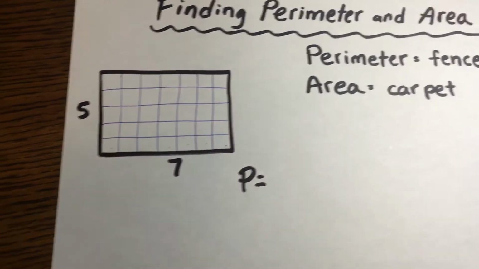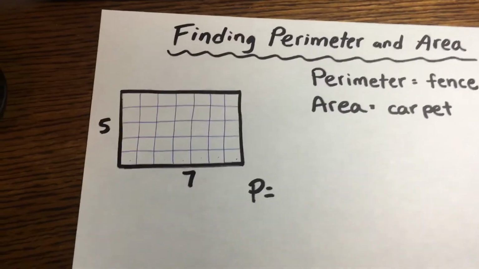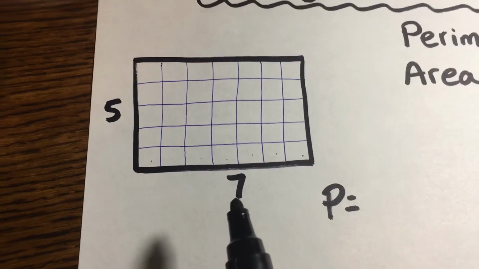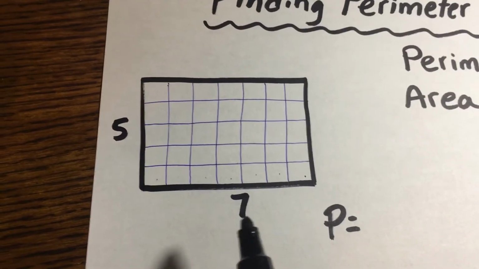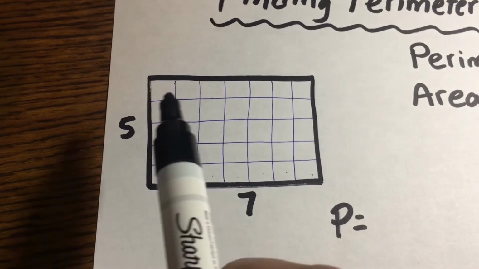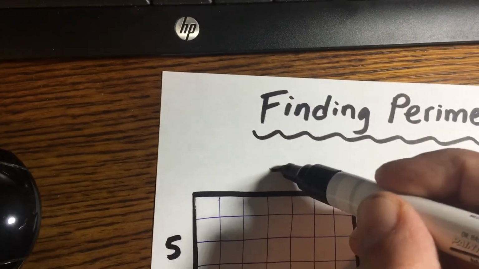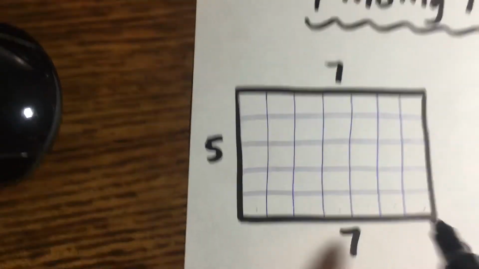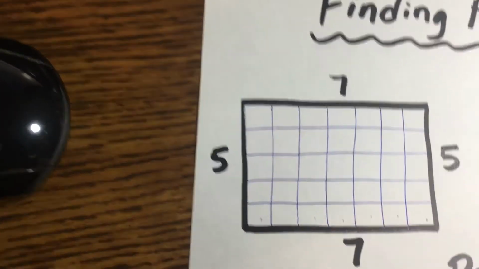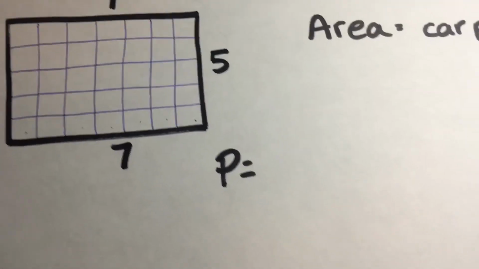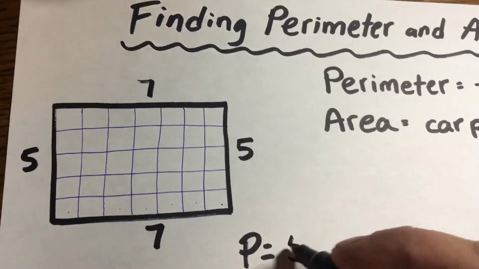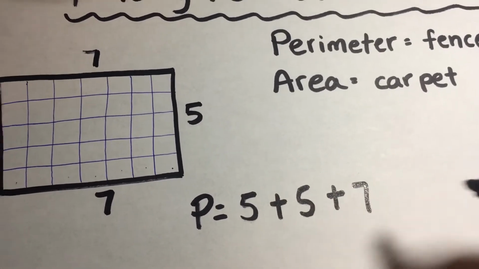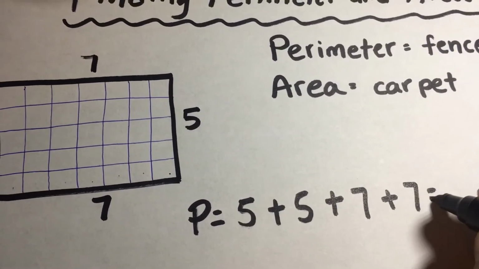So the first thing I have to do is label my missing side lengths. So I'm going to take my marker here and go ahead and just label. We know that opposite sides on a rectangle are equal to each other. So if this side is 7, if I count my units across the other side, I also know that is 7. And if I have 5 units on this side, the other side would be the same, so making that 5. So my formula for finding the perimeter of this rectangle is simply 5 plus 5 plus 7 plus 7, because those are all of my side lengths.